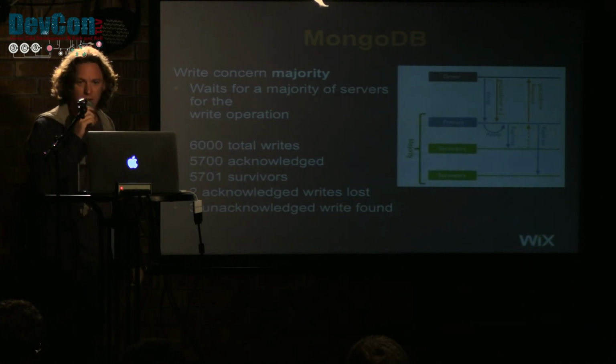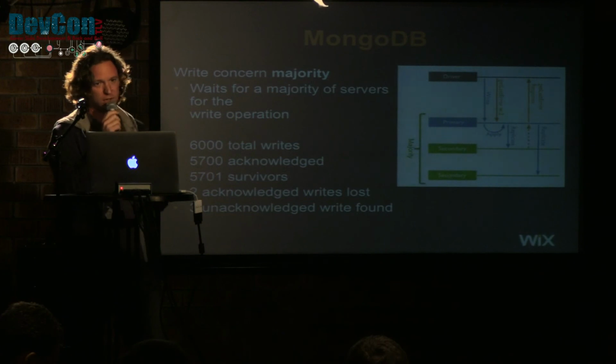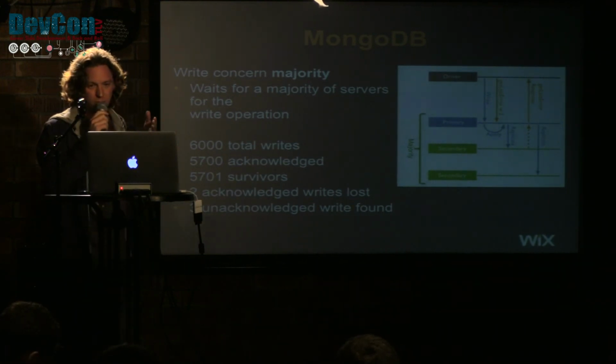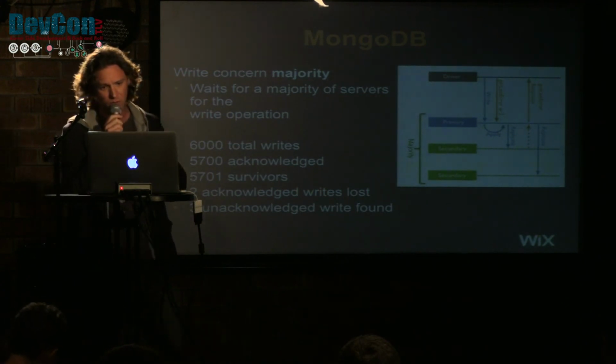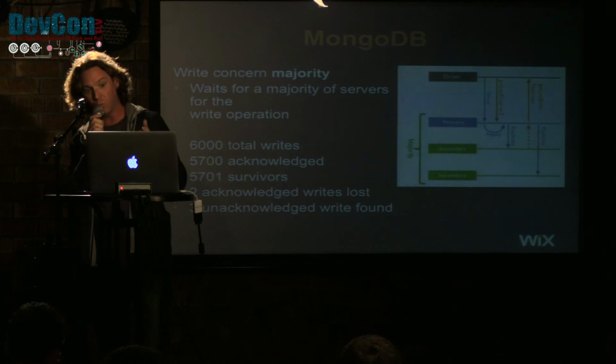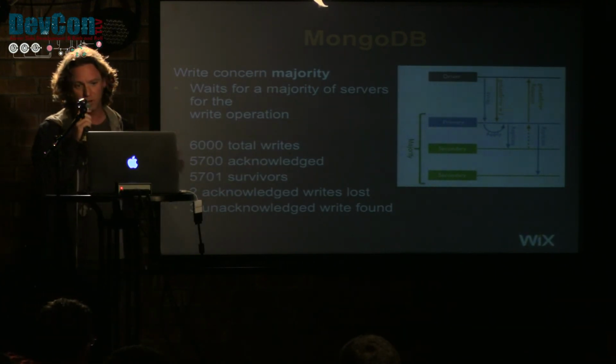It basically means that as we write to Mongo, it's going to write to the majority of the nodes in the cluster. At that point, we had 6,000 writes, 5,700 acknowledged, 5,701 survivors, 2 acknowledged writes lost, 3 unacknowledged writes found.